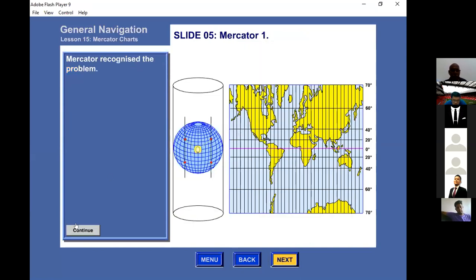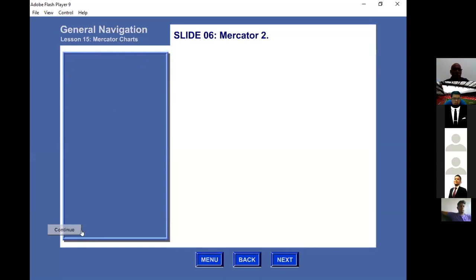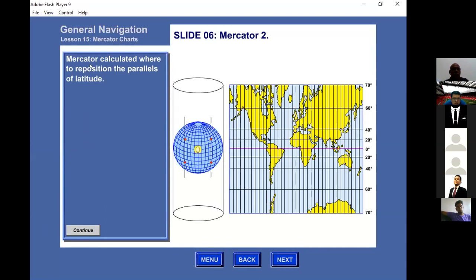So he recognized what the issue was. The spacing between the parallels of latitude is increasing, but the rate of change is too large. As you can see, the difference between this and this, and from here northwards over here. So also south, but this is the equator. Okay. You see the distances. They are not uniform. In fact, they're expanding at a very large rate. We will study more of this when we come to the scale. So he calculated and repositioned the parallels of latitude.